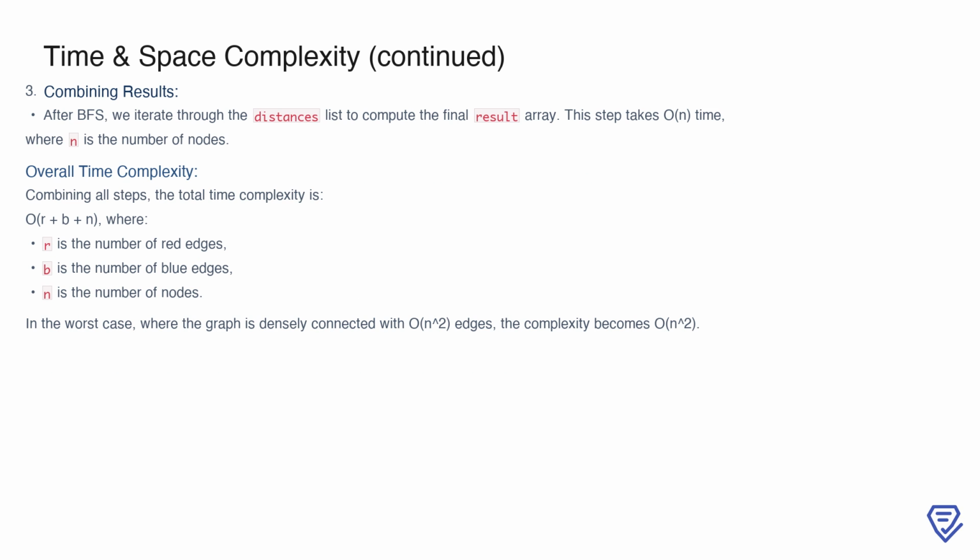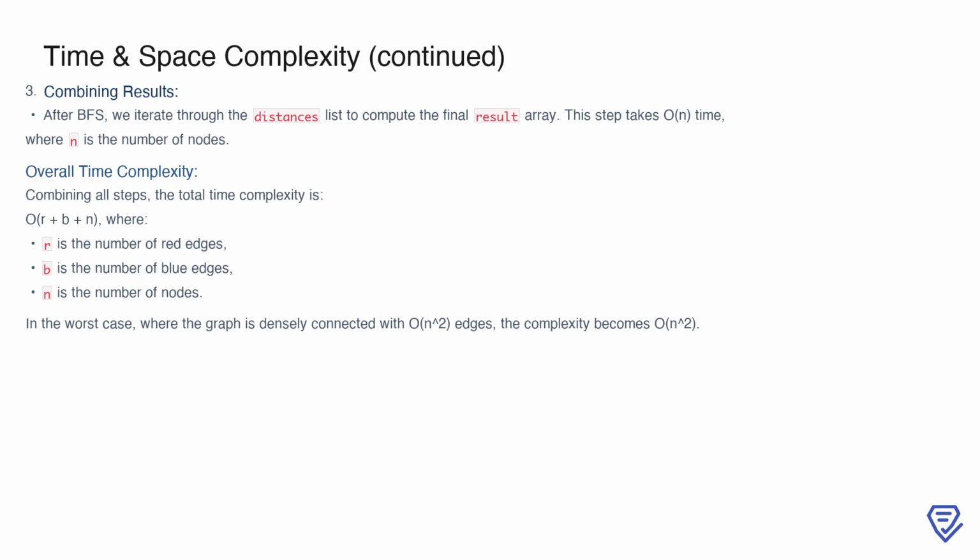Now, after the BFS traversal is complete, we need to combine the results to produce the final output. This involves iterating through the distances array to construct the result array, where we determine the shortest path to each node. Since this operation requires visiting each node once, it takes O(n) time, where n is the number of nodes in the graph. When we add up the time complexities of all the steps, graph construction, BFS traversal, and result computation, the overall time complexity becomes O(R + B + n). This reflects the fact that we process all edges and nodes efficiently.